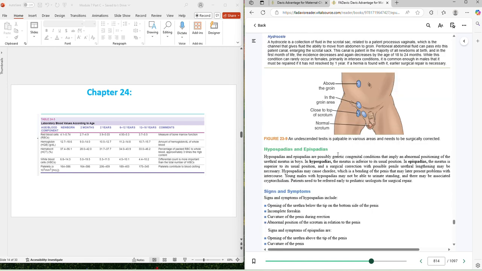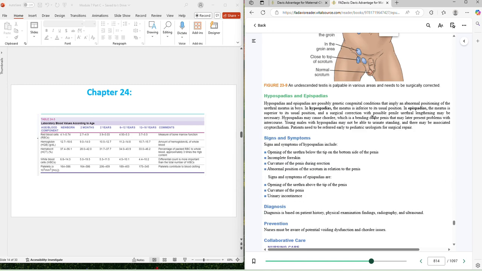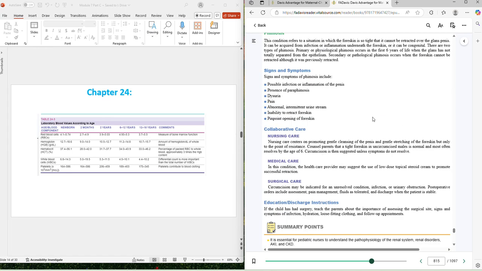We talked about hypospadias and epispadias before. Remember, hypospadias is when the urethral opening is under the penis. Epispadias is when it's on the top. And that is it for chapter 23.